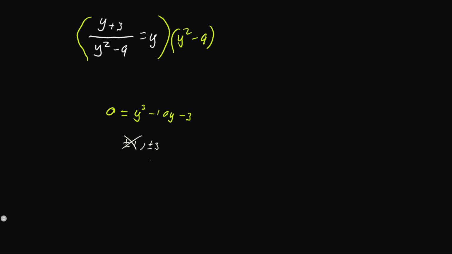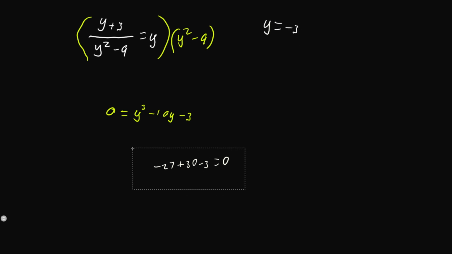So we're going to move on to negative 3. It goes negative 27 plus 30 minus 3, which is indeed equal to 0. So we have a factor of negative 3, so we'll write that down: y is equal to negative 3. And our quadratic is going to be y squared minus 3y.